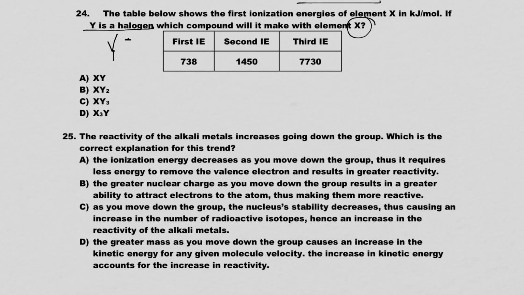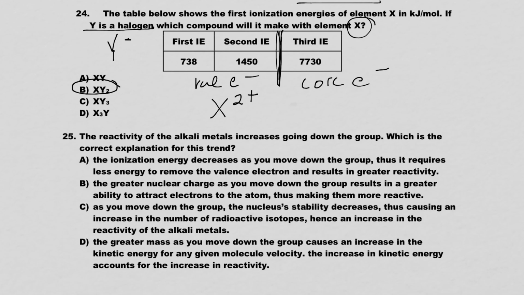So this is where you're supposed to realize to draw a line. This is the dividing line between valence electrons and core electrons. So if there are two valence electrons, those are the two that would be removed. So that means that X is a +2 ion. We know Y is a halogen, so it's -1. What kind of compound would these form? Well, it would have to be 1 X for 2 Ys. So B. 25. The reactivity of alkali metals increases going down the group. Which is the correct explanation for this trend?